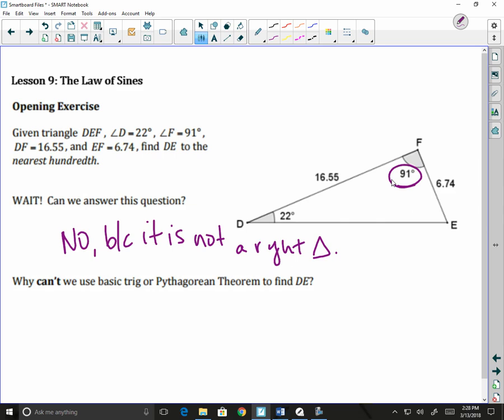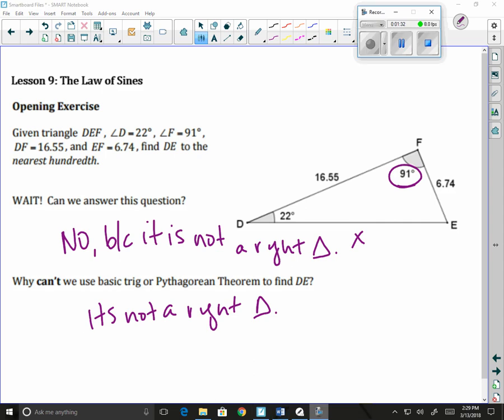The second part of the question says, why can't we use basic trig or Pythagorean theorem to find DE? Well, DE is this other side here, and that side can't be found using Pythagorean theorem again because it's not a right triangle. So there's got to be something else we could do. And that's what this lesson's going to be about.